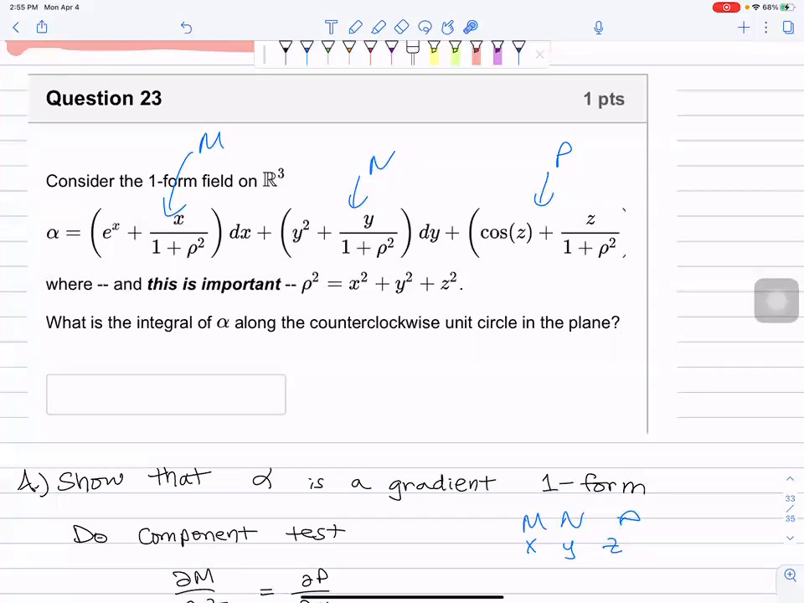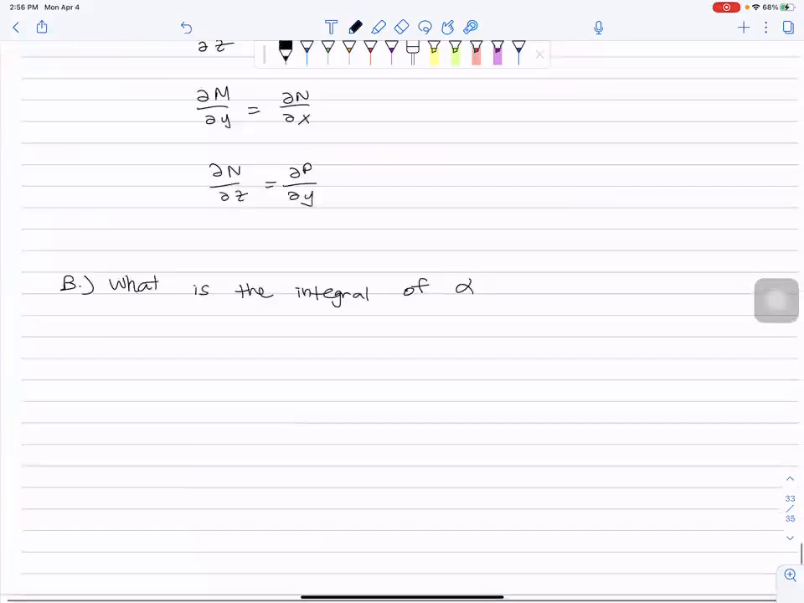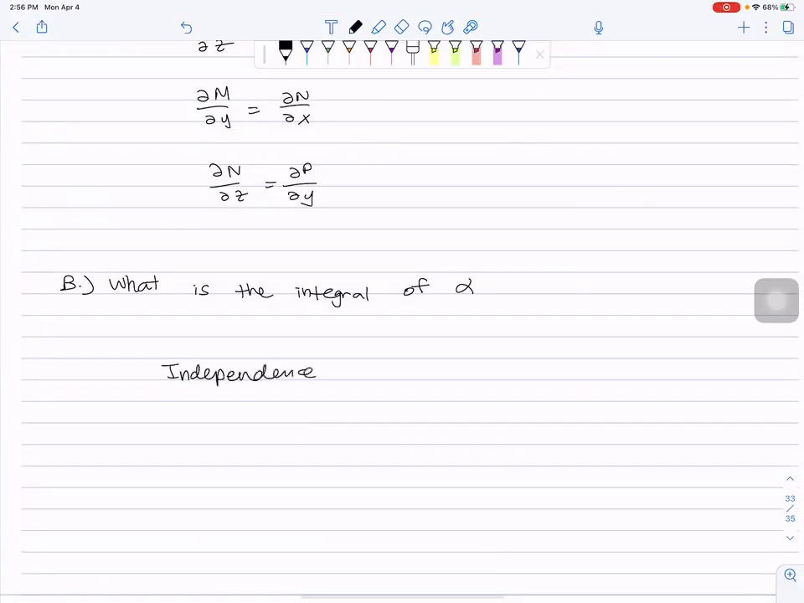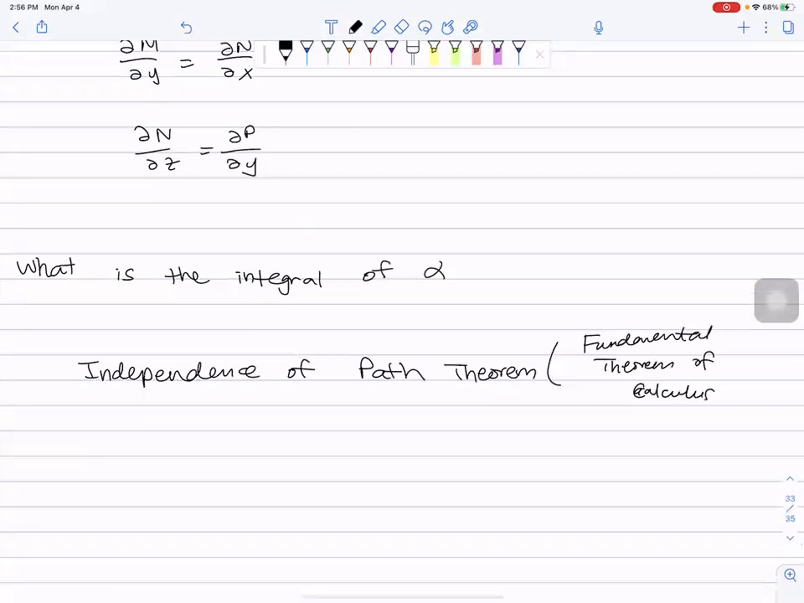Yeah, it's 0. Do you want to explain why? Yes. So what is the integral of alpha? Well, we know by the independence of path theorem, which I mentioned earlier, and it's also kind of using the fundamental theorem of calculus a bit, which was a long time ago, that the integral of alpha is 0.